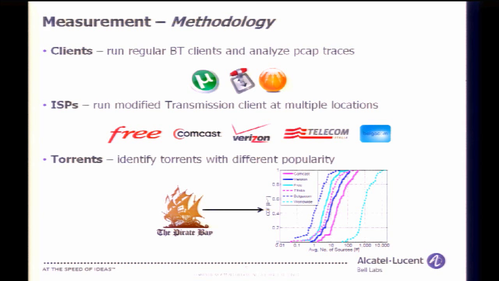And you can see there is a big difference between Belgacom, where the most popular torrent only has like 20, 30 sources, and for instance Comcast, where we go up to like 200, 300 sources. So the popularity, those are the same files. They're just differently popular in the different ISPs.